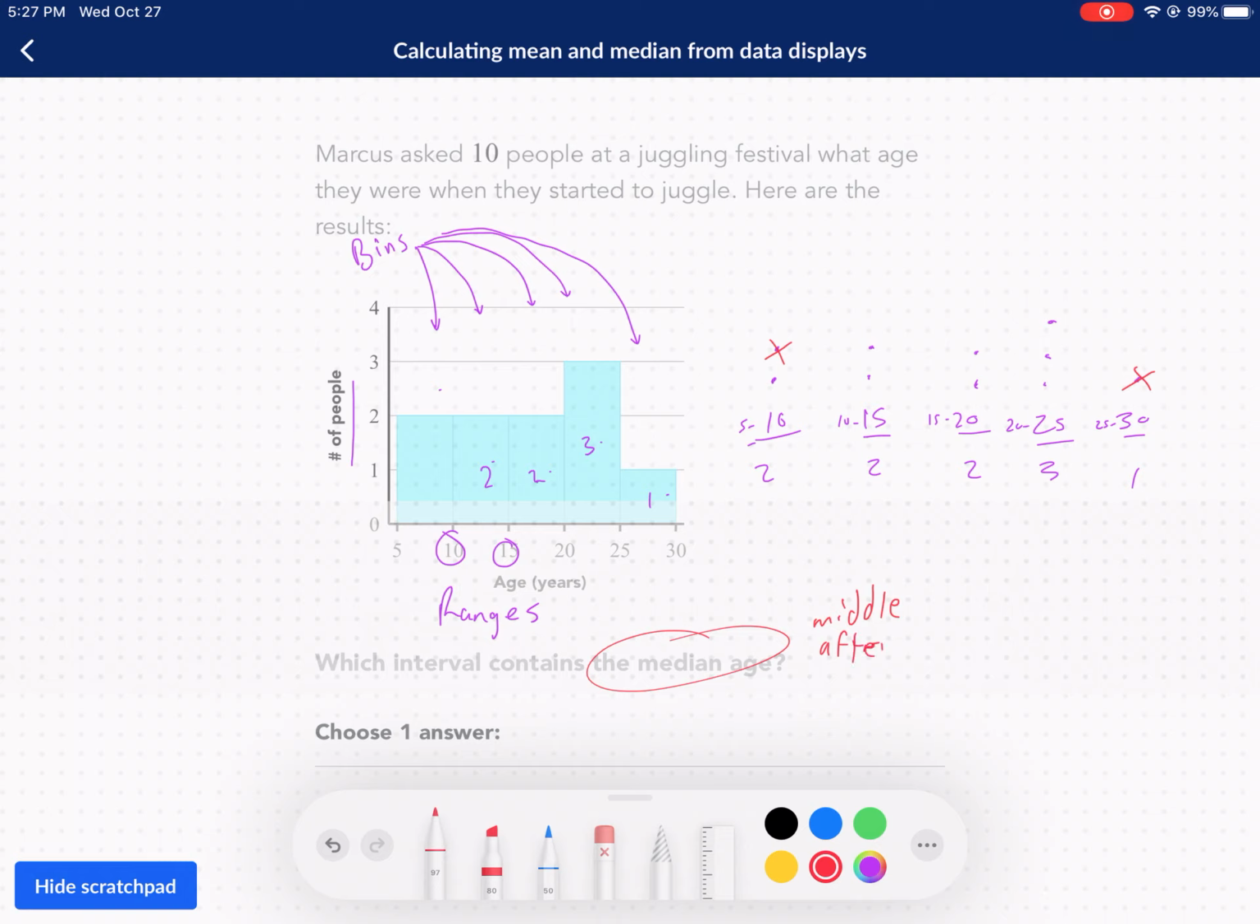It's already ranked in order on this histogram, so we have to rank these first, and then we can cross off and see which one arrives in the middle. So left, right, and then we see that in the middle we get this 15 to 20 range. That's one way to do it.